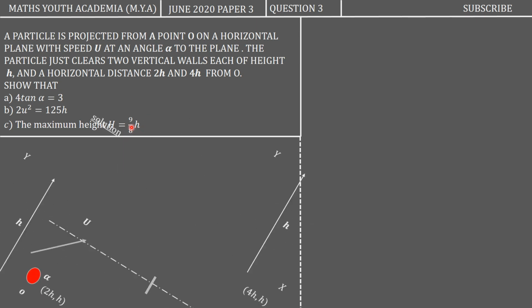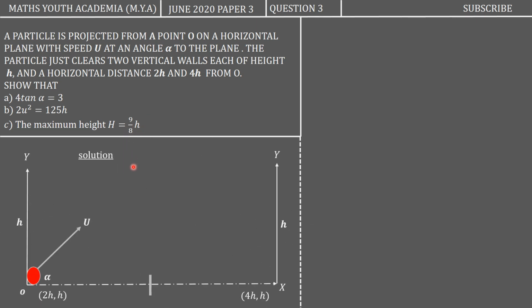Okay, firstly, we need to illustrate our setup diagram for clear manipulation and understanding of the problem. We have our particle projected at a speed u at an angle alpha to the plane. We have our vertical walls, each of height h, at horizontal distances 2h and 4h respectively.